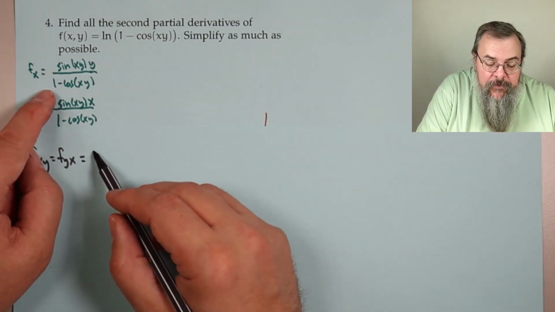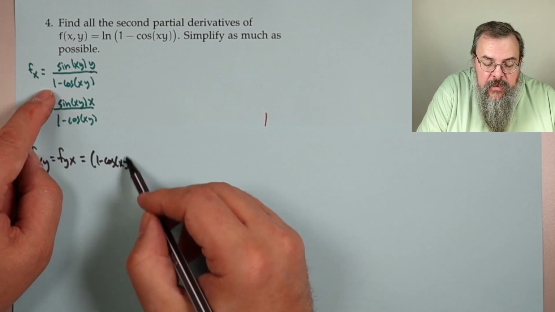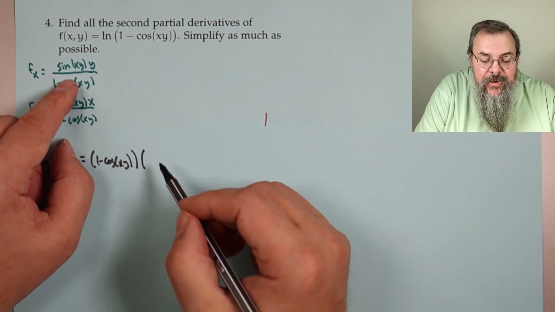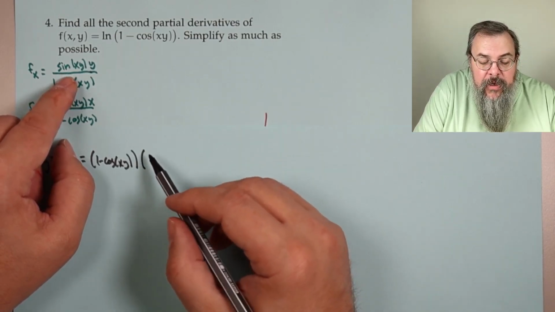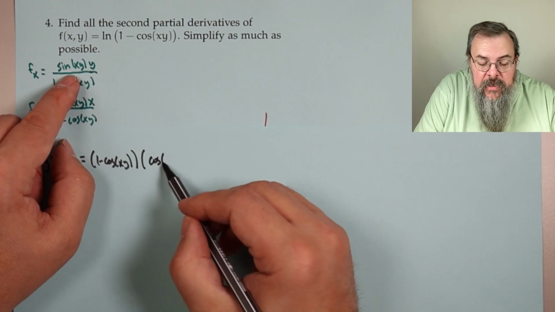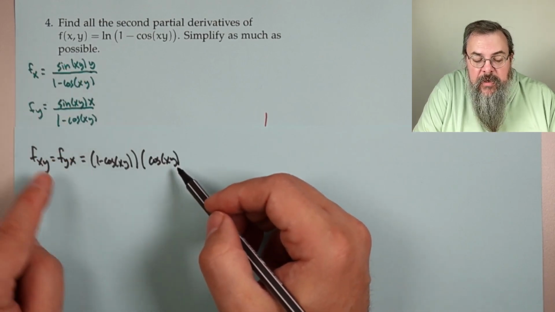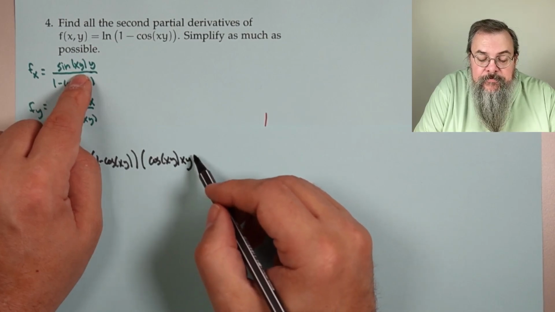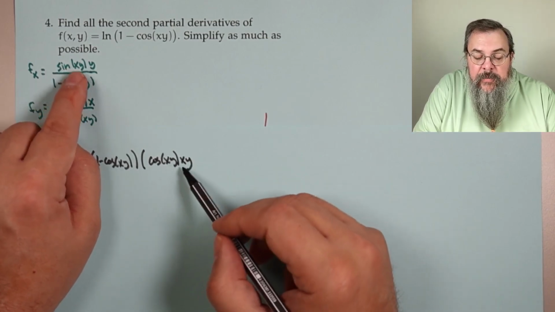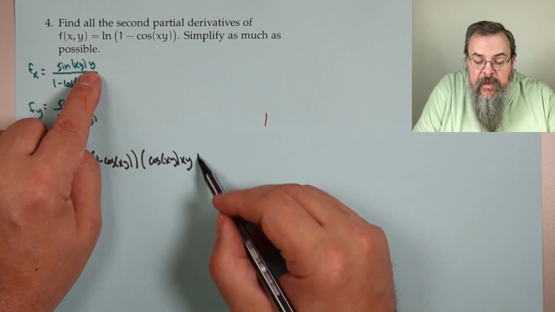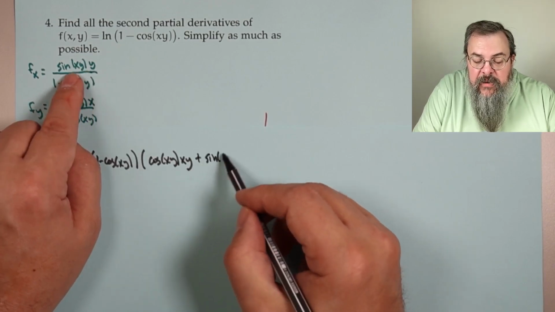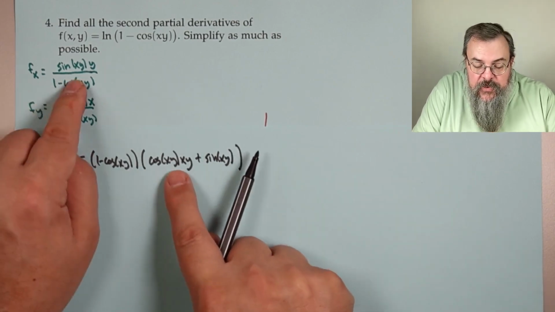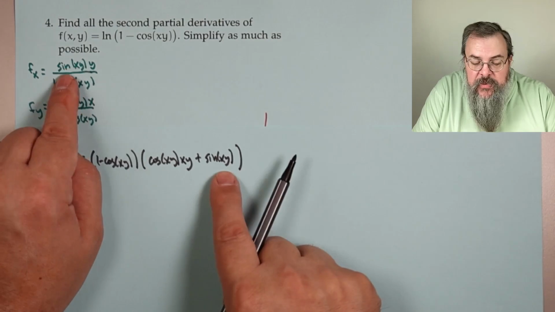Quotient rule. So we have the bottom times the derivative of the top, which is now a product rule. All right, so what is that going to give us? Well, derivative of the first will be a cosine xy times, because we're taking the derivative with respect to y, x comes out. So cosine xy times x, then times the second, plus the first, sine of xy, times the derivative of the second, which is 1. Derivative of the first times the second, plus the first, derivative of the second.